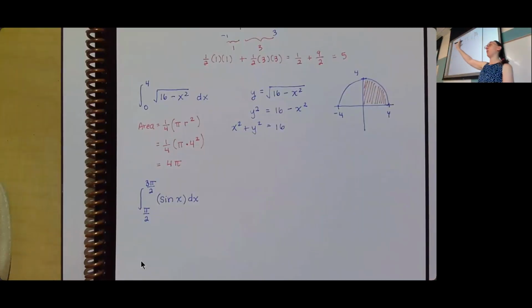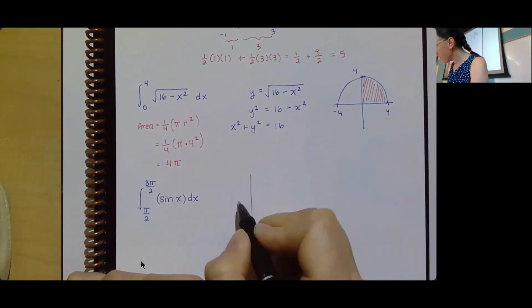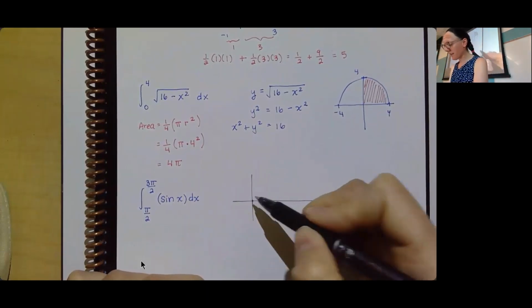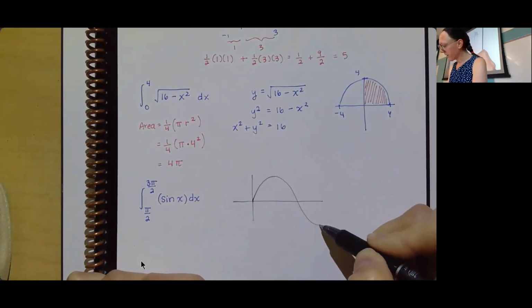Does anyone want more time? Not seeing any takers on more time, so let's go ahead and get this sketched out. So sine of x starts at 0, 0. Kind of does this.